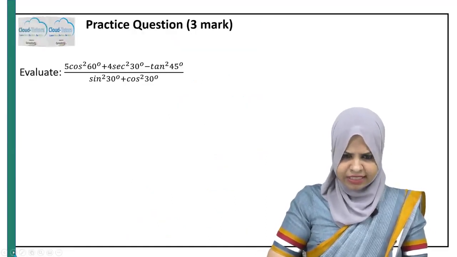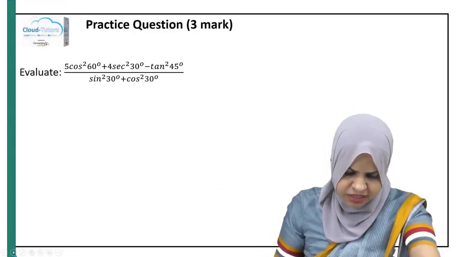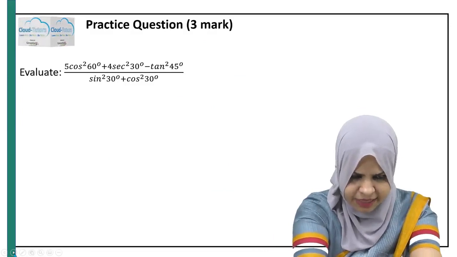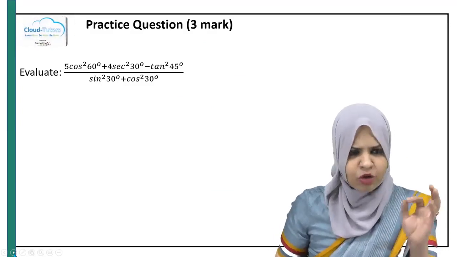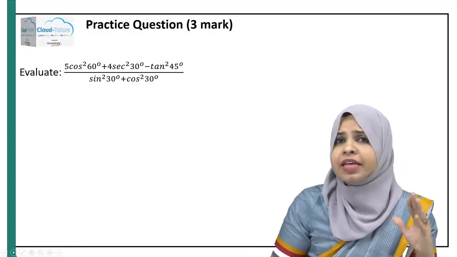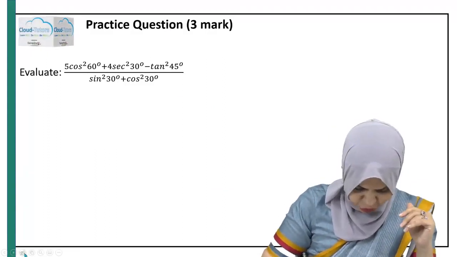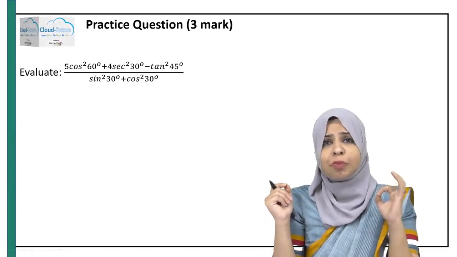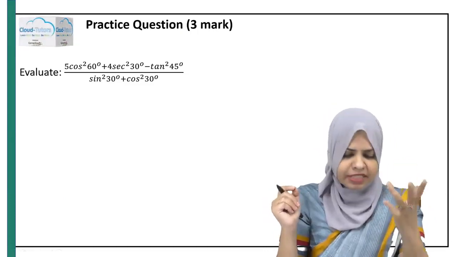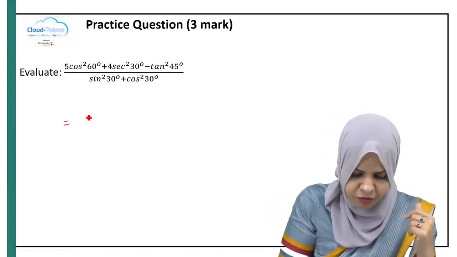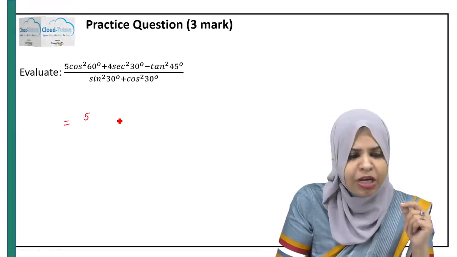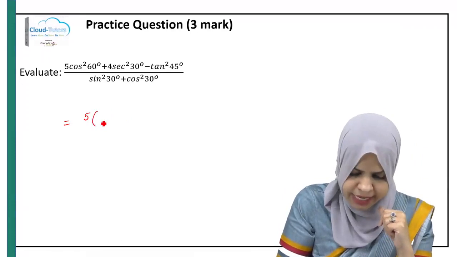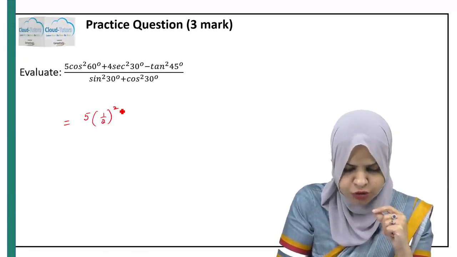Evaluate (5 cos² 60° + 4 sec² 30° − tan² 45°) by (sin² 30° + cos² 30°). Simple. Here what is most important is you need to remember all the values of the specific angles. Here it's simple substitution. Let's do it. So 5 cos² 60°: what is cos 60°? 1 by 2, the whole square.